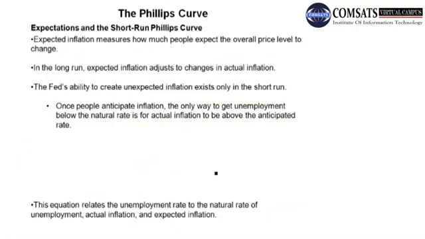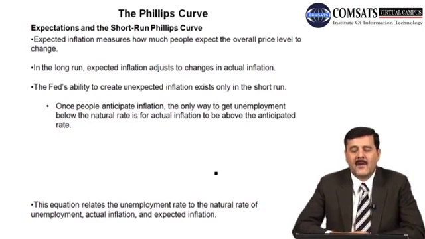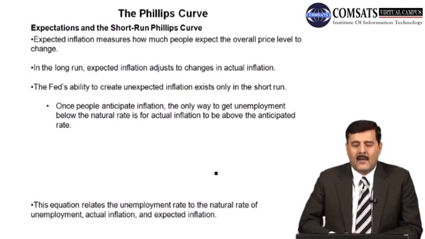Now expectations about inflation and the short run Phillips curve will continue to explain this phenomenon. Now expected inflation measures how much people expect the overall price level to change. Now when we relate inflation with the expectation of the people, we know that it totally depends on how much people expect about the overall level of prices in the economy. In the long run, expected inflation is equal to the actual inflation, but in the short run, the Fed's ability to create unexpected inflation exists only in the short run.